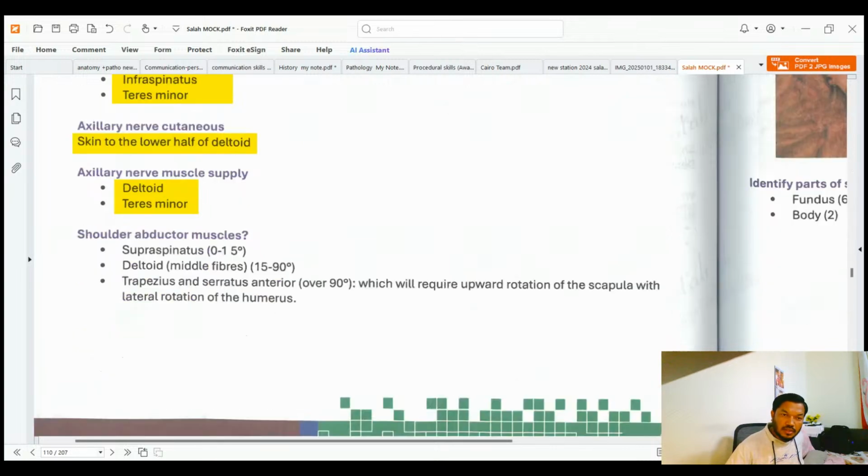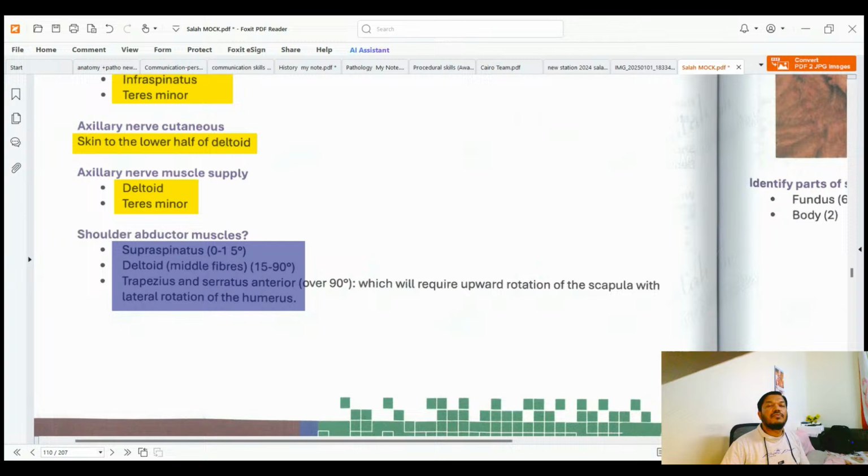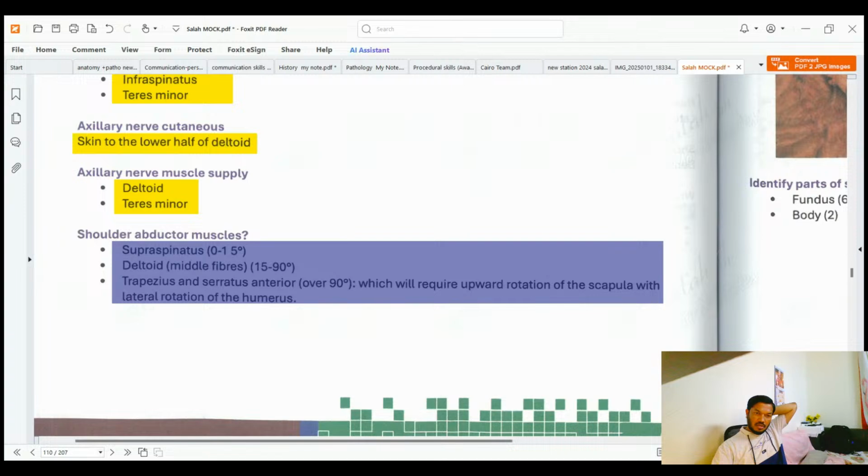Shoulder abductor muscles: supraspinatus 0 to 15 degrees, deltoid medial fibers 15 to 90 degrees, trapezius and serratus anterior over 90 degrees, which will require upward rotation of the scapula with lateral rotation of the humerus.